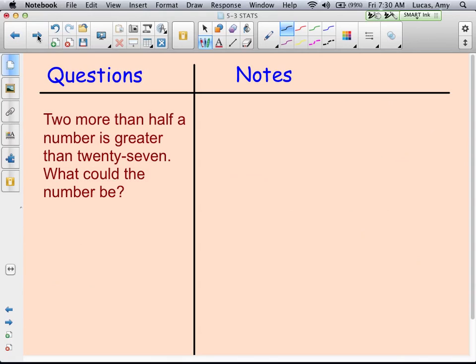Our next problem: 2 more than half a number is greater than 27. What could the number be? 2 more than means plus. Half a number is like half times x or x divided by 2. I kind of like x divided by 2 better. Is greater than 27.